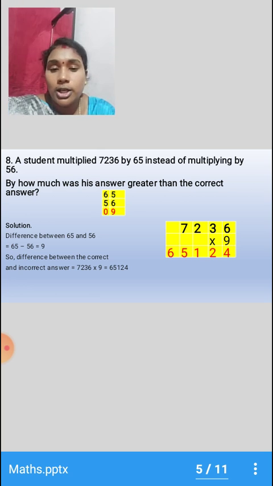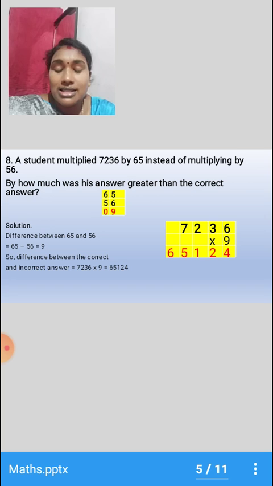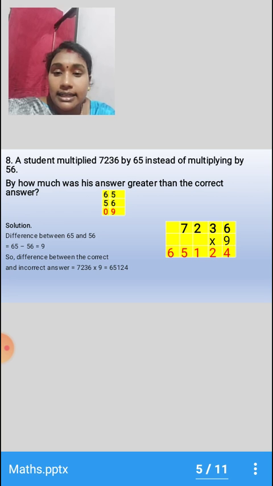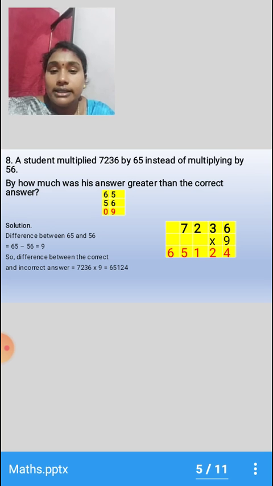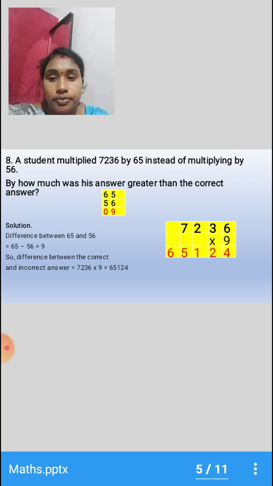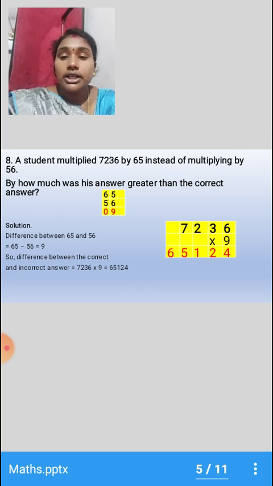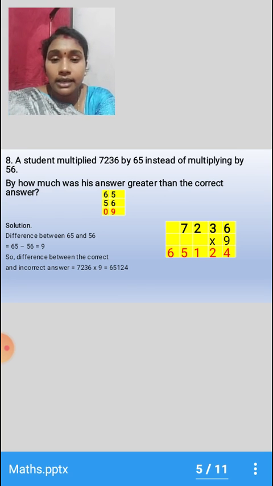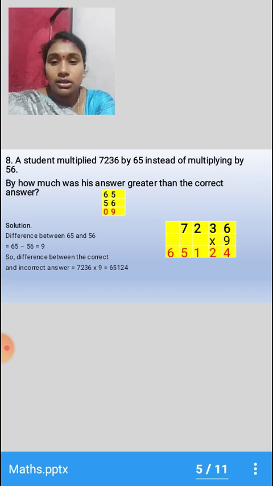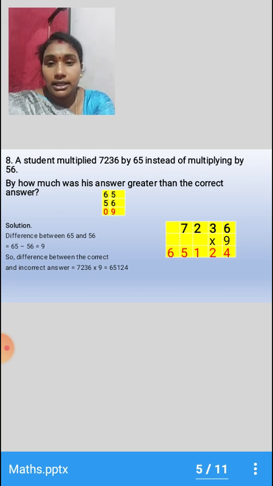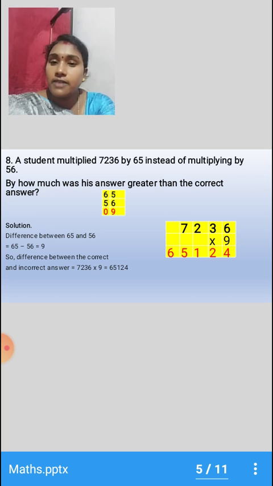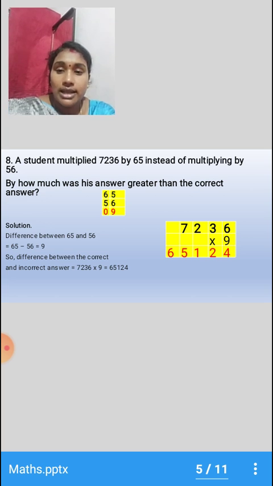Now when you multiply 7,236 into 9, you will get 65,124. So this is the answer, and this is the difference between the correct and the incorrect answer. So children, did you understand how this sum is working? Yes? This is a pretty difficult sum, but when you understand this concept, it is a very, very easy sum. Okay, children? So let's go on to the ninth sum.